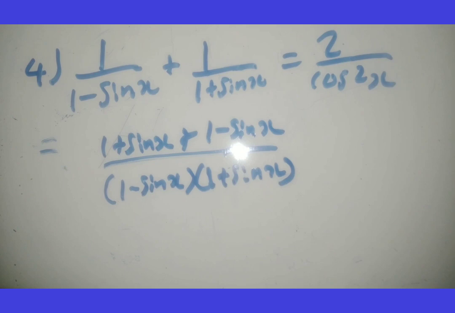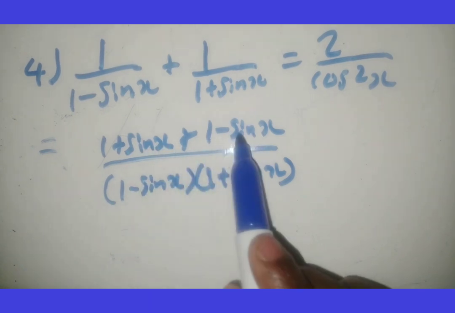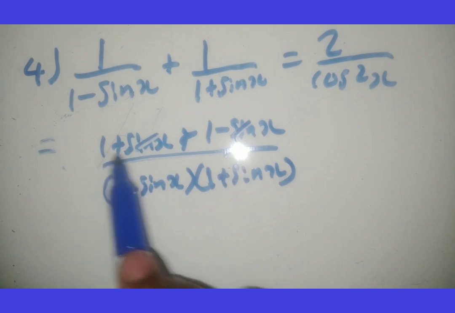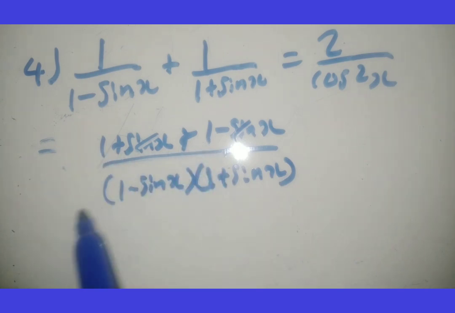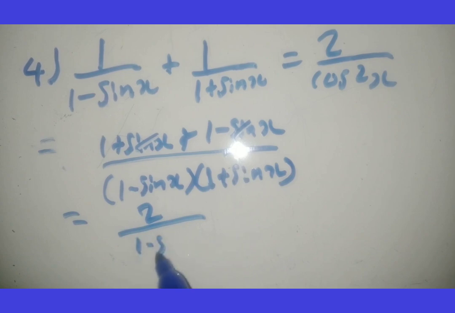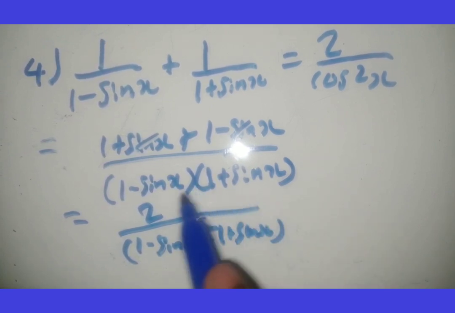And then notice we've got like terms, sine and sine. Now it's the same as x minus x if we rearrange it. So this 2 goes out. And then we'll be left with 1 plus 1. 1 plus 1 is 2. So we literally have 2 over 1 minus sine x and 1 plus sine x. So we just have this thing.